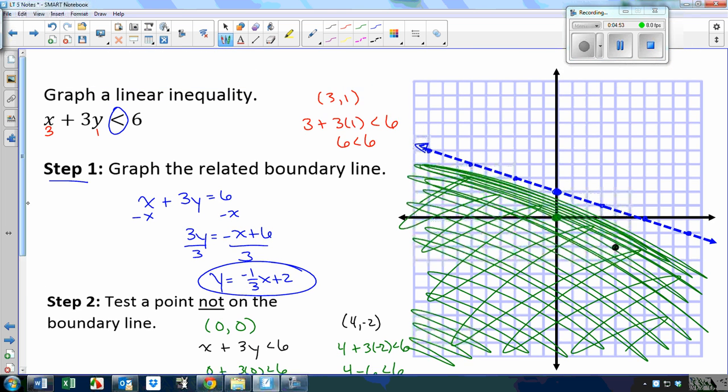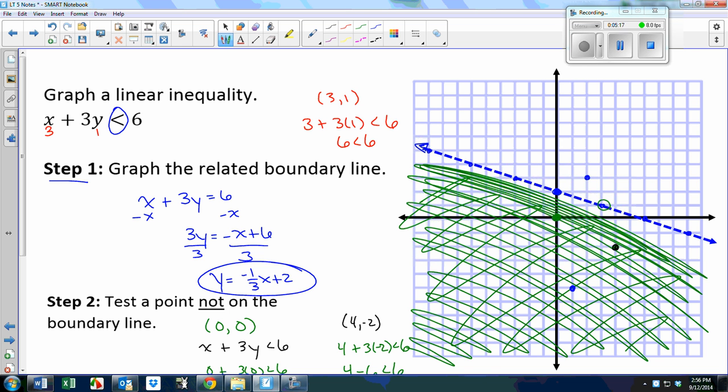So a few little conceptual yes-no questions. Does the point 2, 3 work? Answer would be no, because it's not in our shaded region. Does the point 1, -5 work? 1, -1, 2, 3, 4, 5. Don't have to plug it in. I can just look at the shading. Yeah, it works.